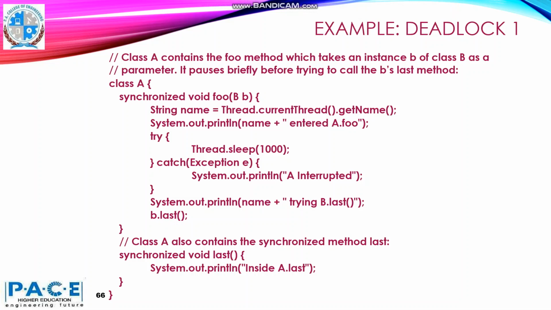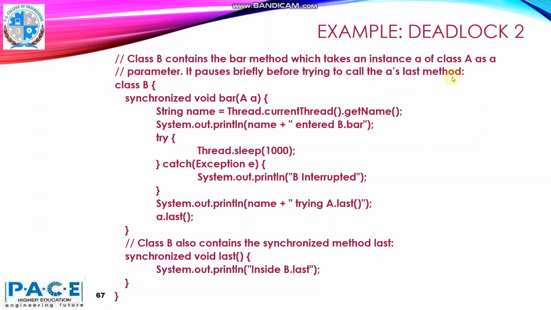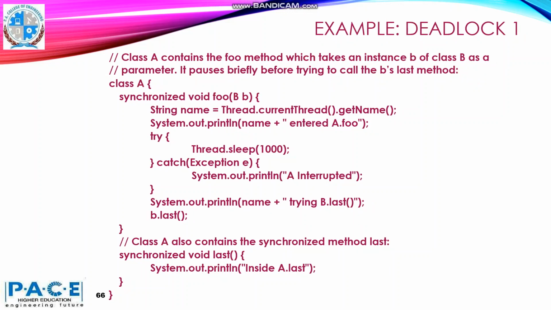Let's say we have two resource classes, class A and class B. Class A contains the foo method, which takes an instance b of class B as a parameter. It pauses briefly before trying to call class B's last method. Similarly, class B contains the bar method, which takes an instance of class A as a parameter. It pauses briefly before trying to call A's last method.